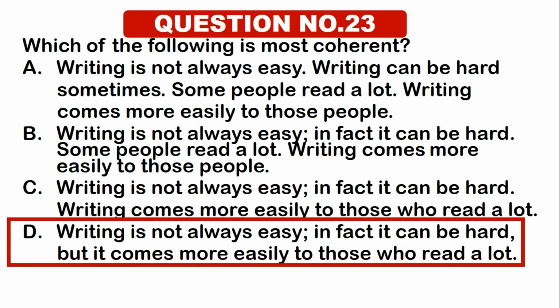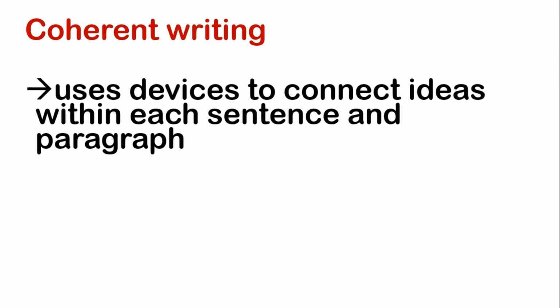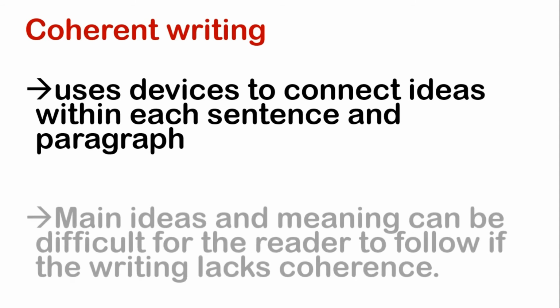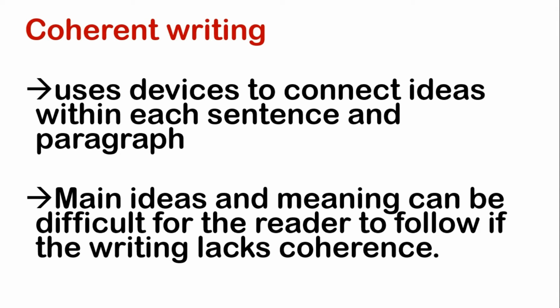Letter D, writing is not always easy. In fact, it's a transitional device. It can be hard, but it comes more easily. Another transitional device to those who read a lot. So the best answer is letter D. Coherent writing uses devices to connect ideas within each sentence and paragraph. Main ideas in meaning can be difficult for the reader to follow if the writing lacks coherence.